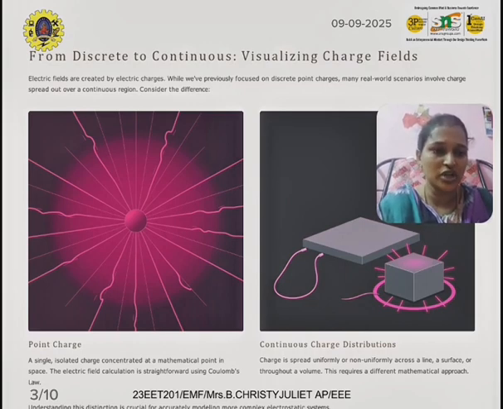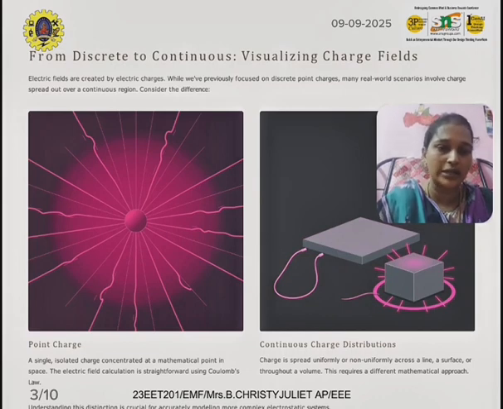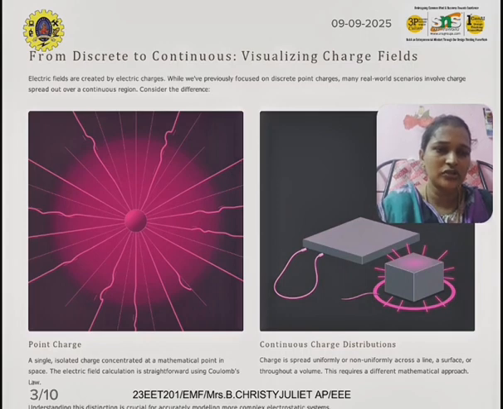Whereas continuous charge is a charge that is spread out uniformly or non-uniformly across a line or a surface or throughout a volume. So continuous charge distribution is any form other than the point charges, like line charge, surface, volume, or any area. If the charges are spread out evenly or unevenly, that is called continuous charge distribution. So this requires a different mathematical approach.